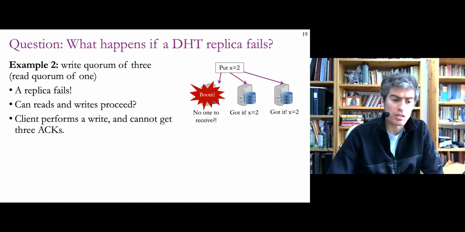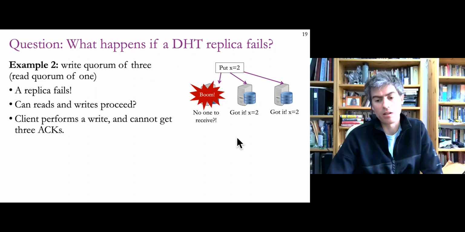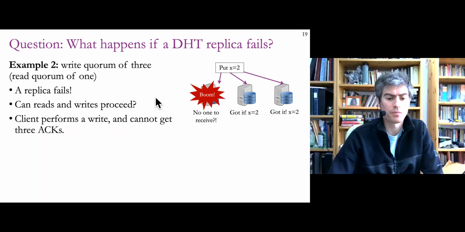Well, actually, it's a mixed answer, right? We can't write because, remember, the policy for writes in this case was a unanimous quorum. All 3 have to acknowledge the write, but one of them has failed, so we're not going to be able to get acknowledgments from 3. So if we try to write at this point, the system is going to be stalled. We're going to have to wait for this node to come back online.